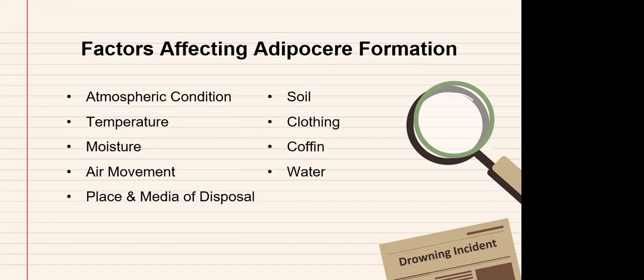So let us all know the factors affecting adipocere formation. First, we have atmospheric condition. It requires a warm, moist, humid climate. If the conditions are too dry, then it will lead to mummification. And if it is too wet, then the body may macerate or liquefy. Next, for temperature, the optimum temperature required for adipocere formation is 21 to 45 degrees Celsius. Next is moisture. The moisture or the water is necessary in the environment for the complete formation of adipocere, as well as the air movement, because it evaporates the body fluid and decreases the body temperature.